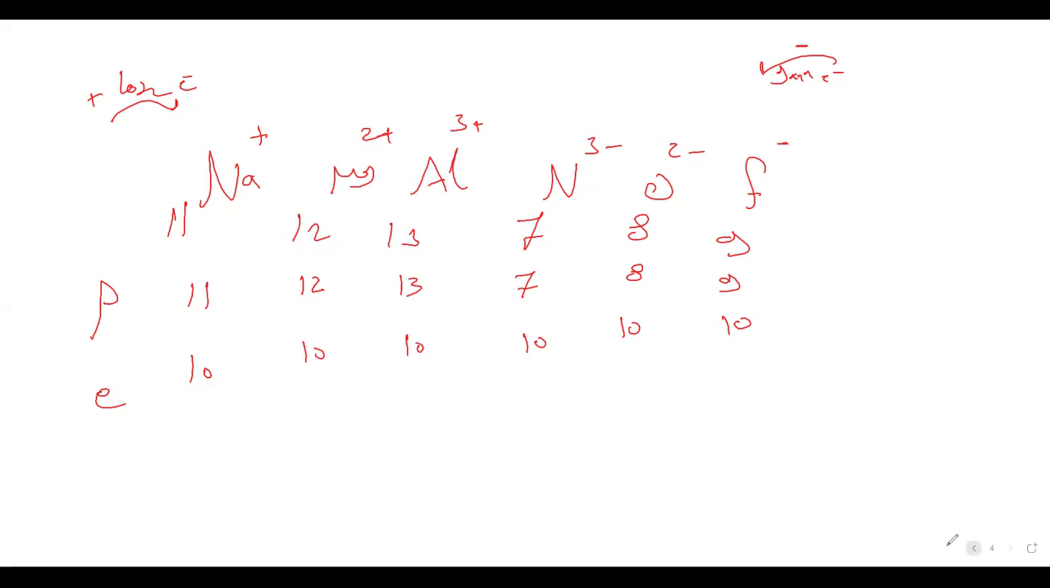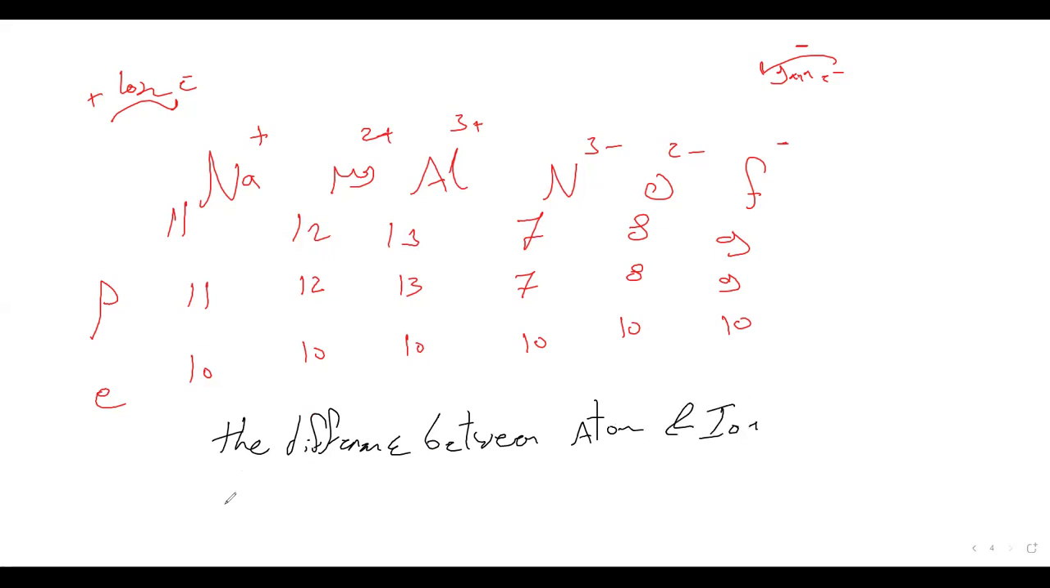So what is the difference between an atom and an ion? The number of electrons only. So the difference between an atom and an ion is the number of electrons only.